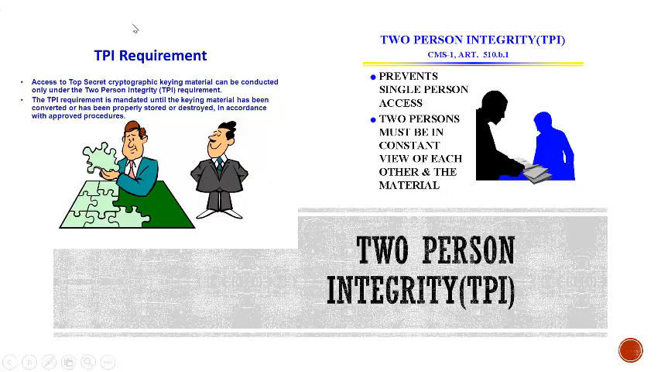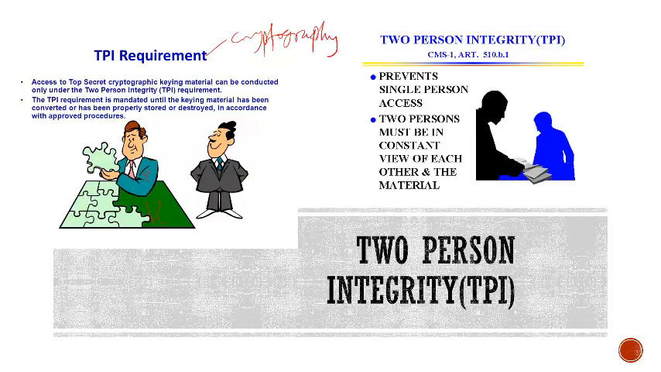In two-person integrity, access to secret information can be conducted only under the two-person integrity requirement. Two-person integrity is also common in cryptography, especially when you are managing encryption keys.